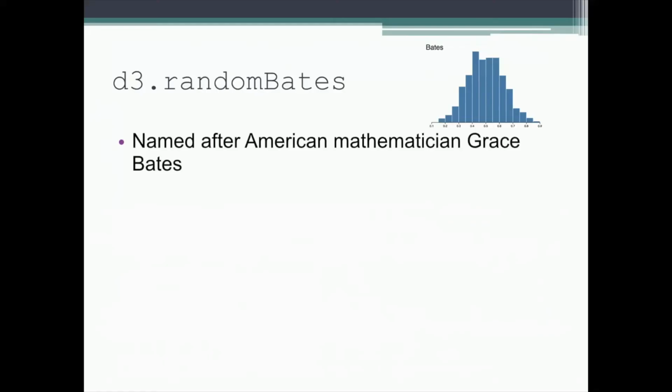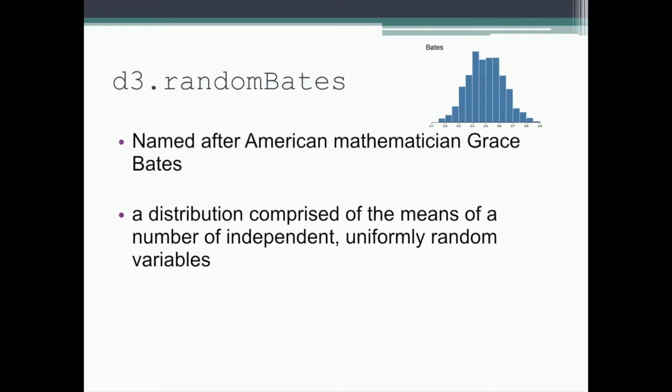So it's named after American mathematician Grace Bates, who was one of the first women to get a mathematics PhD in the 40s. This distribution is comprised of the means of a number of independent, uniformly random variables. And I'll show a visualization shortly of what exactly that means. But basically, it's taking the mean of the outcomes of these different uniformly random distributions.